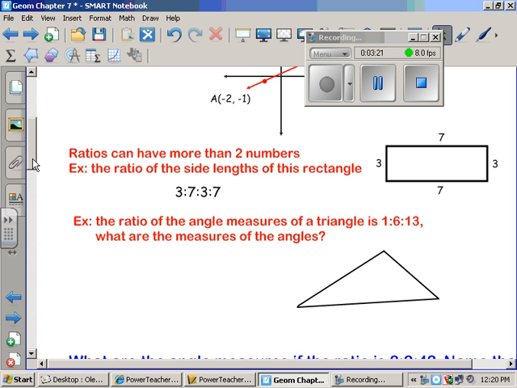Okay. Well, if I told you that the ratio of the angle measures of a triangle were 1 to 6 to 13, that means, right, that this angle is 6 times as large as that angle. This one's 13 times as large. Okay? Can you find the measures of those angles? What would we use?